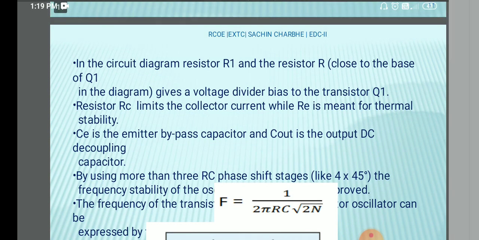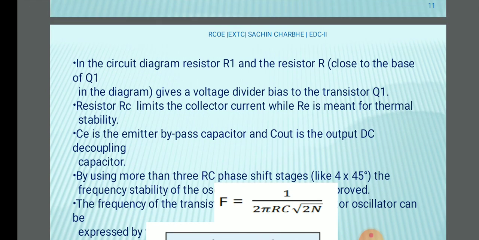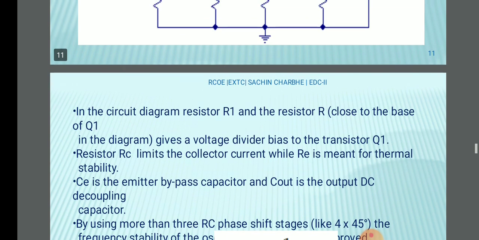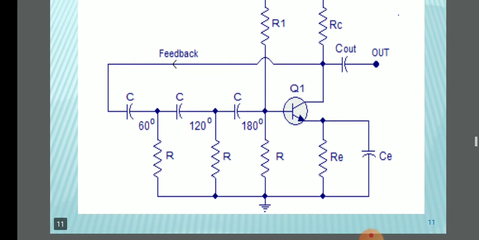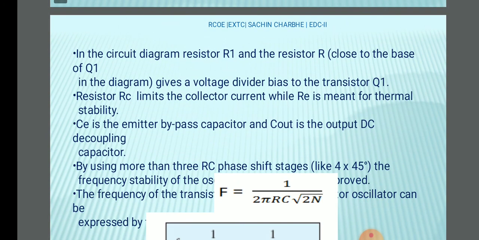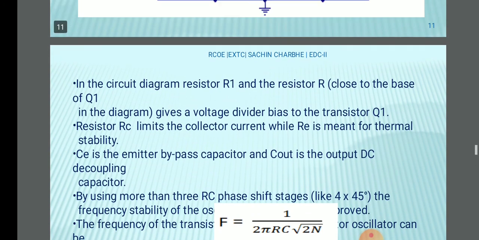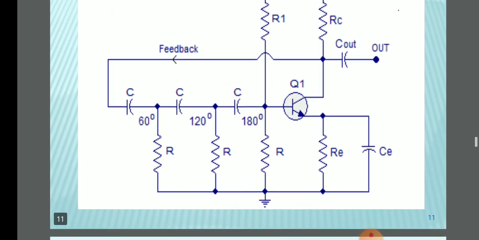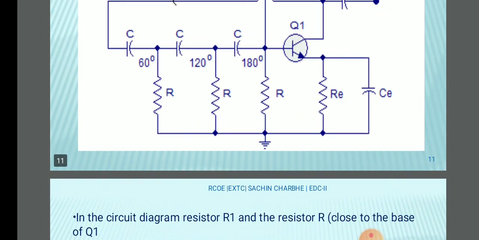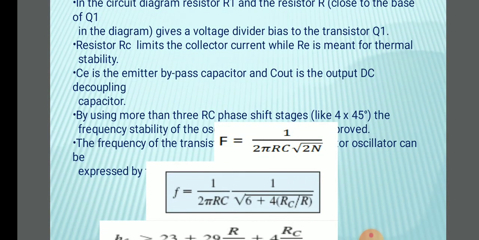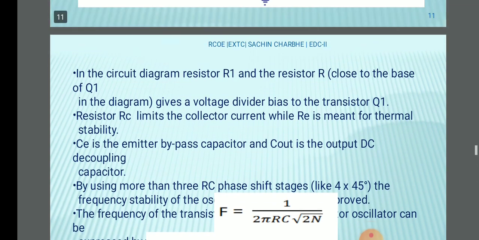Okay. So in the circuit diagram, resistors R1 and R2 close to the base of Q1 give the voltage divider bias. So that is used for voltage divider bias. Resistor RC limits the collector current, as we know, while RE is meant for thermal stability, that is the emitter resistance. CE is the emitter bypass capacitor. C out is the output DC capacitor.